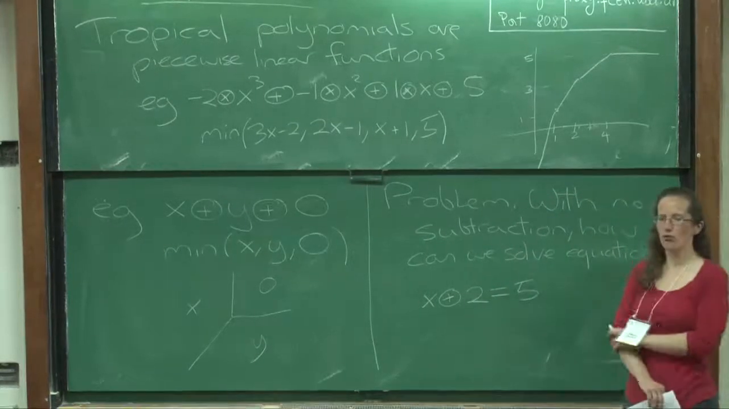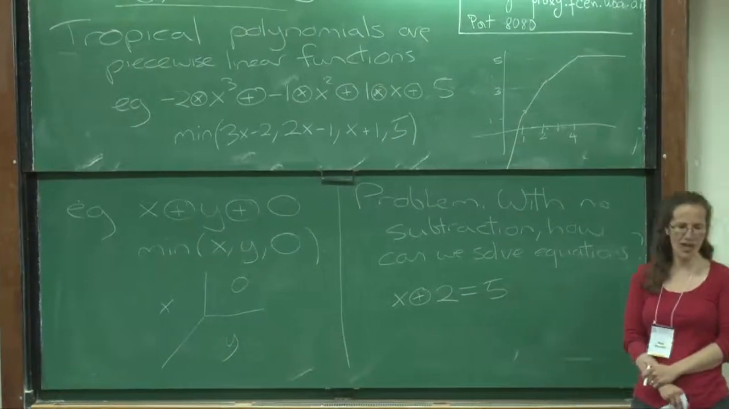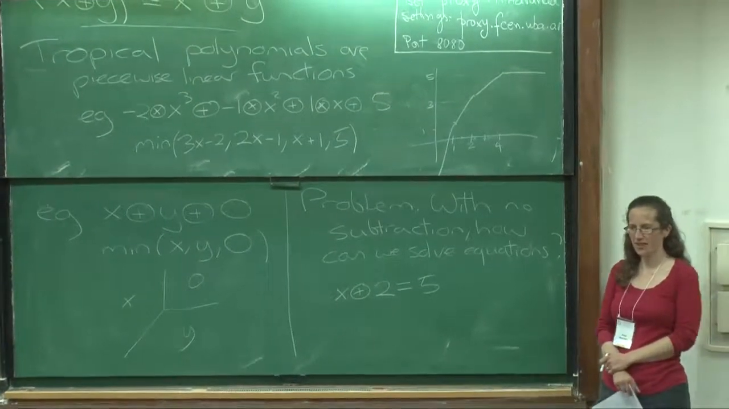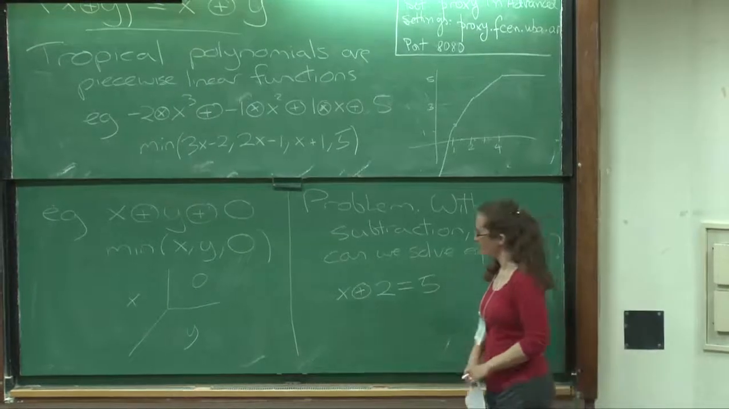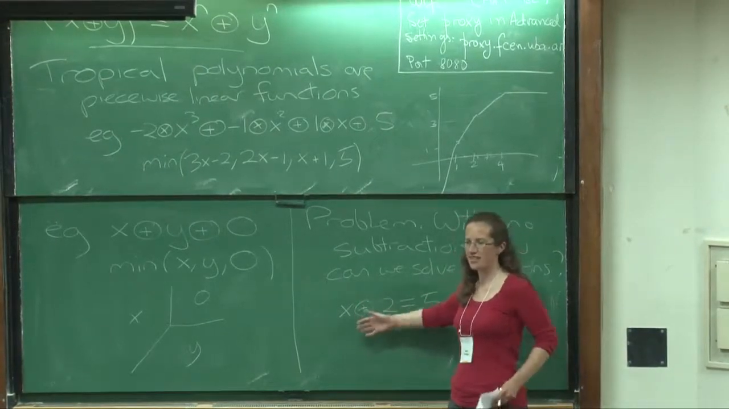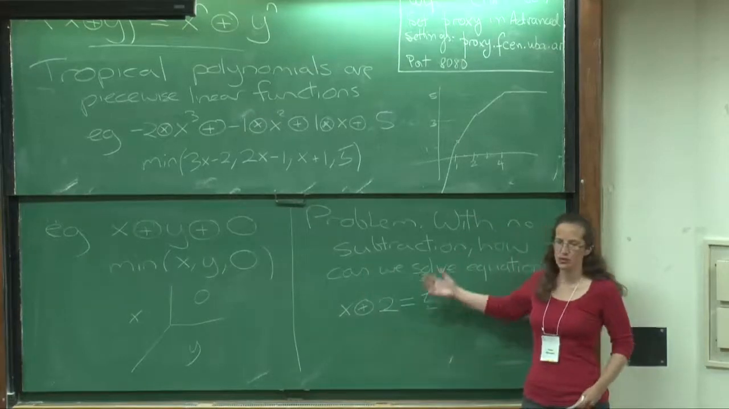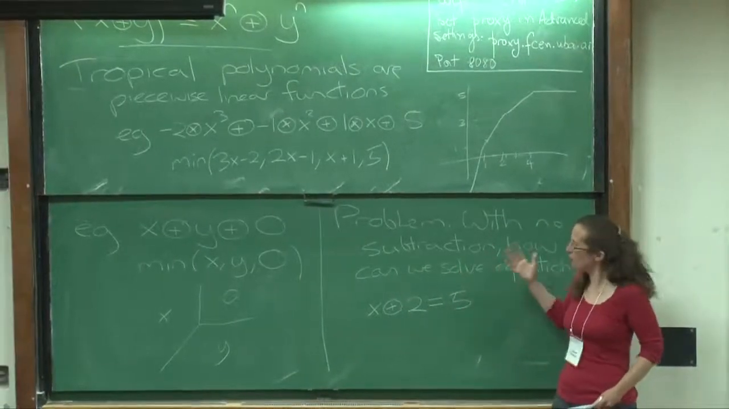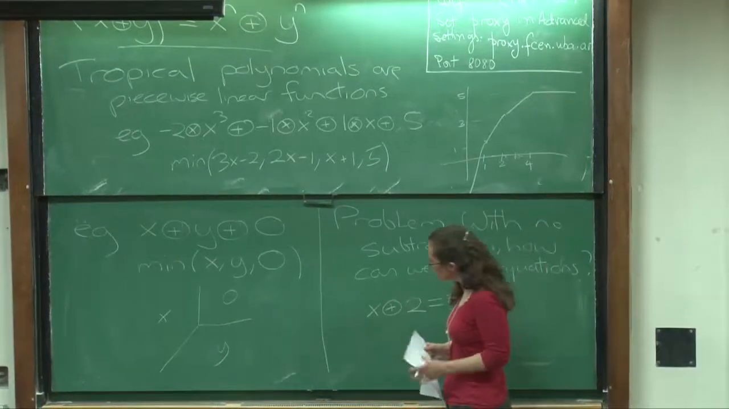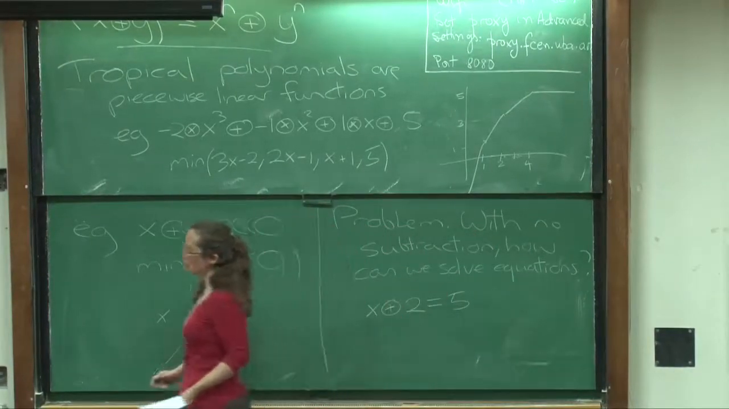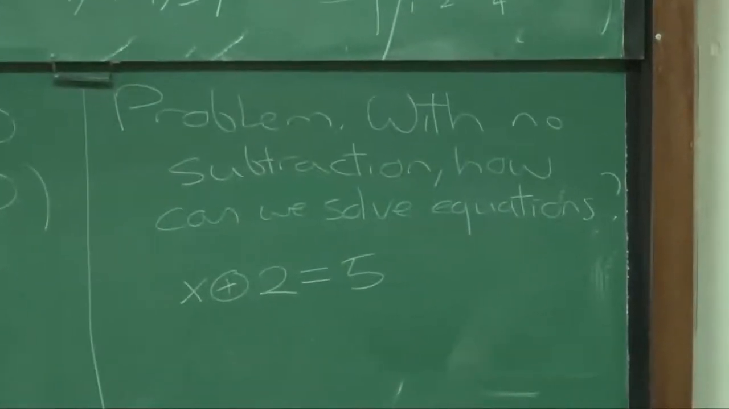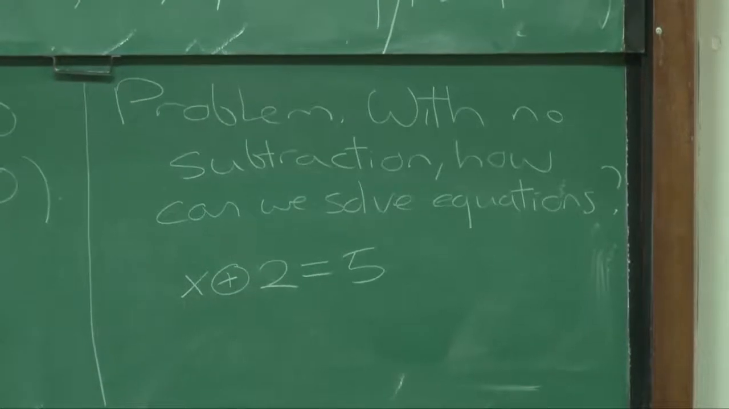Let's pause for a moment. What is the solution to x tropical plus 2 equals 5? In normal arithmetic, I'm asking you for a number x where the minimum of x and 2 is 5, and of course you know that this doesn't exist. So this is a problem. What's the solution? I'm going to tell you the solution now, but it won't make as much sense why this is the solution until tomorrow.